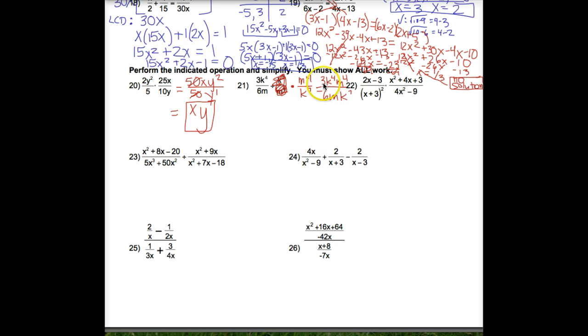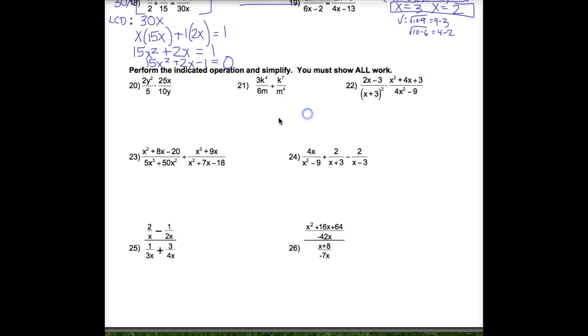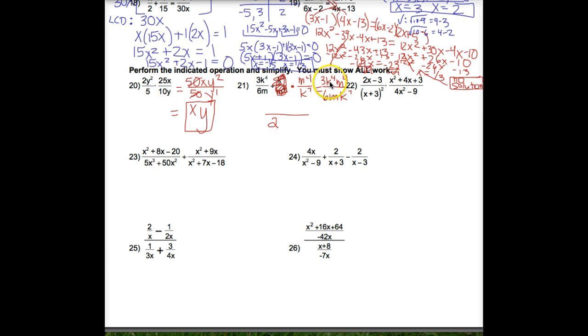So now, the 3 and the 6, I do that first. They're both divisible by 3, so that leaves me with a 2 in the bottom. The k's, 7 minus 4 is 3, so there's 3 k's left in the bottom. And the m's, I've got a 4 here and a 1 here. 4 minus 1 is 3, so m cubed on top. So m cubed over 2k cubed.